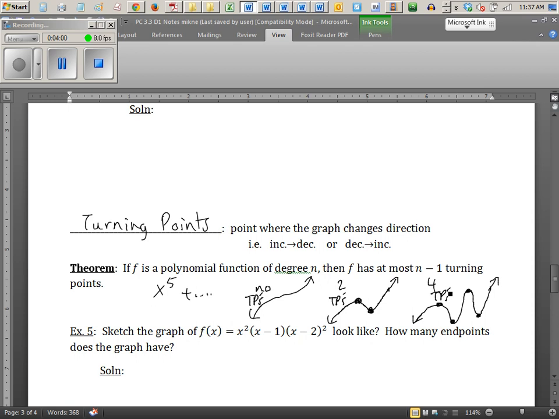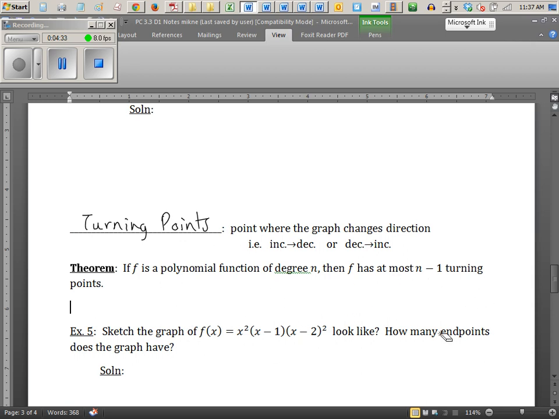Okay, so there can never be more than n minus 1 turning points. That's what this rule is saying. So if I gave you an x to the 5th, like this one over here, does it have 6 turning points? No. It can have at most 4. It might be this picture, it might be this picture, it might be this picture. We don't know until we learn our basic calculus, you know. Okay? All right. But it certainly cannot have more than 4 if it's only degree 5. All right, hopefully that was clear.